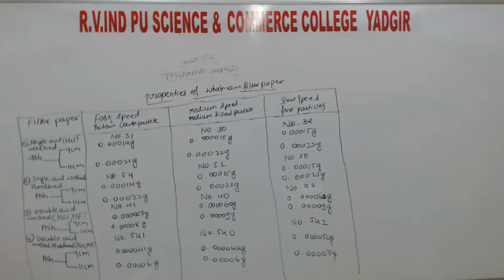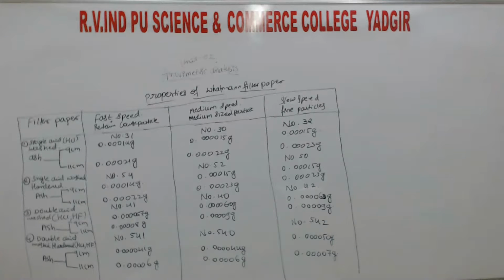And the filter paper series 40, 41, 42, and the others, 540, 541, and 542, are totally used in quantitative work. The first set are used for elementary work by elementary students. These six filter papers are used in quantitative work.